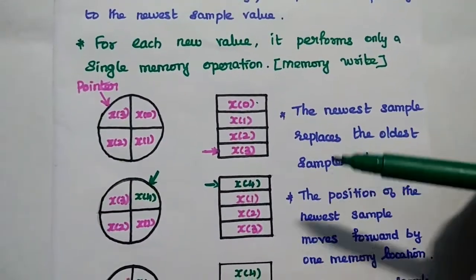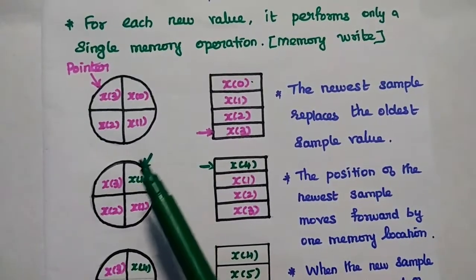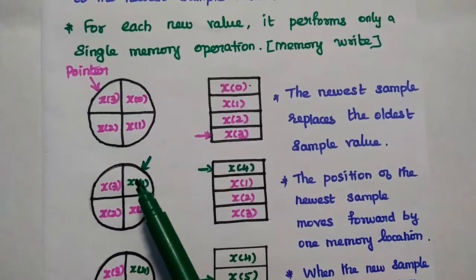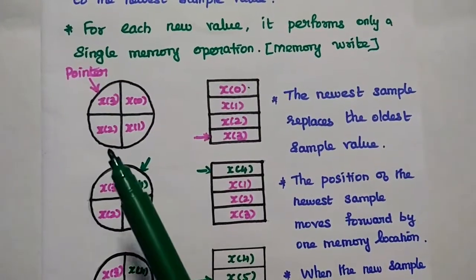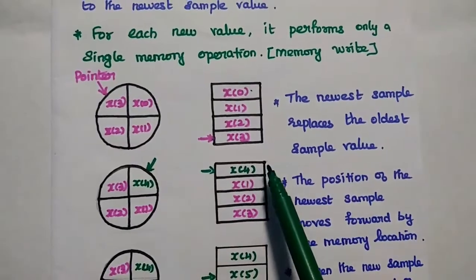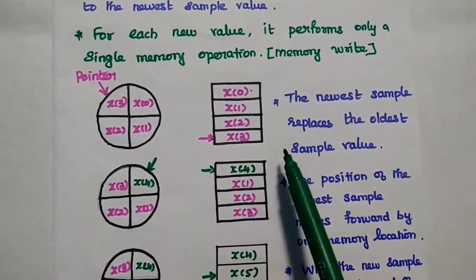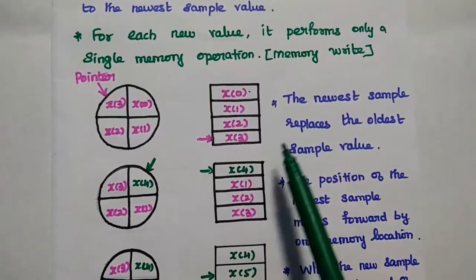So if we want to add one more data, that is x of 4, to this storage area, we are going to simply replace the oldest data with this newest data. Oldest data, that is first in first out. Whichever is inserted first, that has to be removed. That is first in first out.